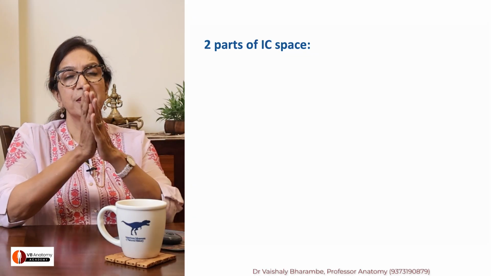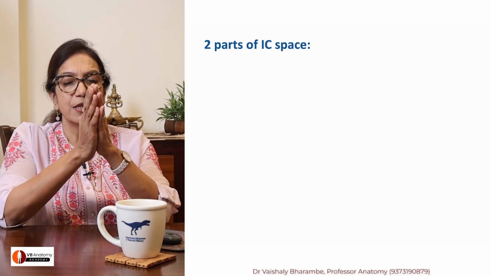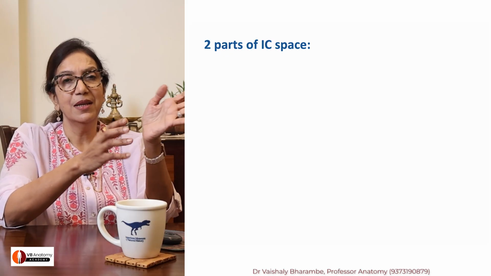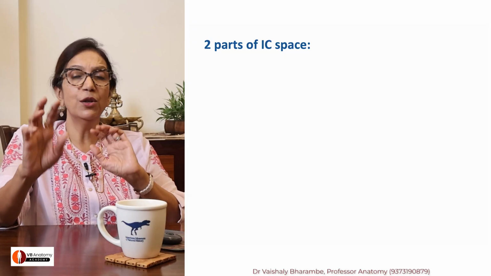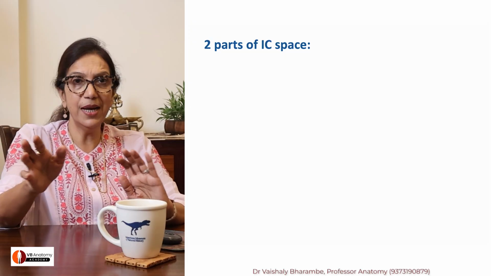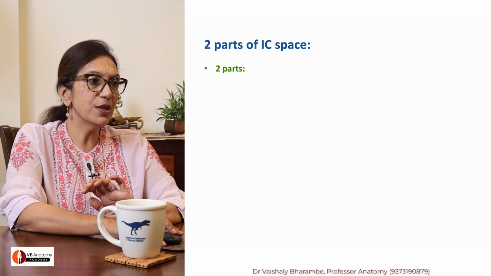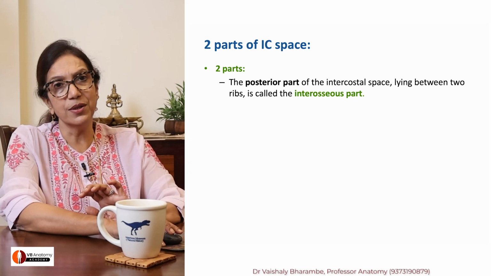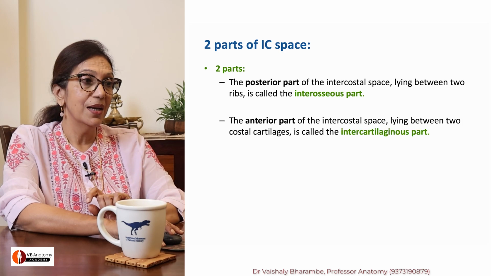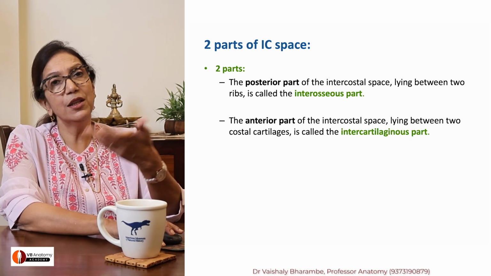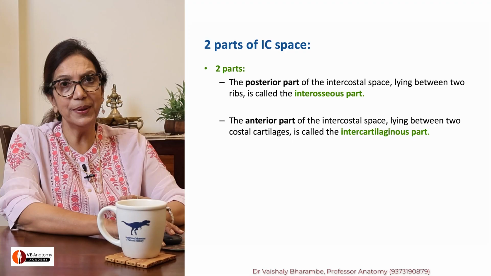Each intercostal space, I want you to bring your mind to the intercostal space. It will have two parts. One part which is between ribs, one part which is between costal cartilages, right? So, two parts of intercostal space, interosseous between the two ribs, between the bones, intercartilaginous between the costal cartilages. Simple.